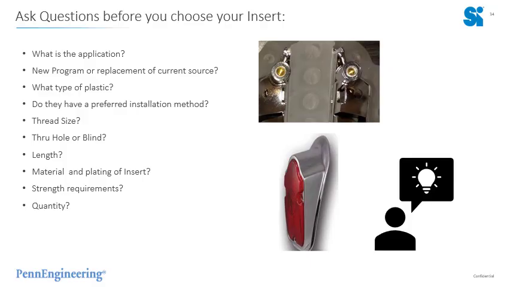The basic dimensions, your thread spec, your length, your through hole or blind hole. Is there a specific material or plating needed for the insert? Strength requirements. Often strength requirements are not known until the physical insert has been sampled and tested. And quantity and when the project may start. This very same set of questions could be applied to any brand within the PennEngineering family in order to get all the information needed for a quote.